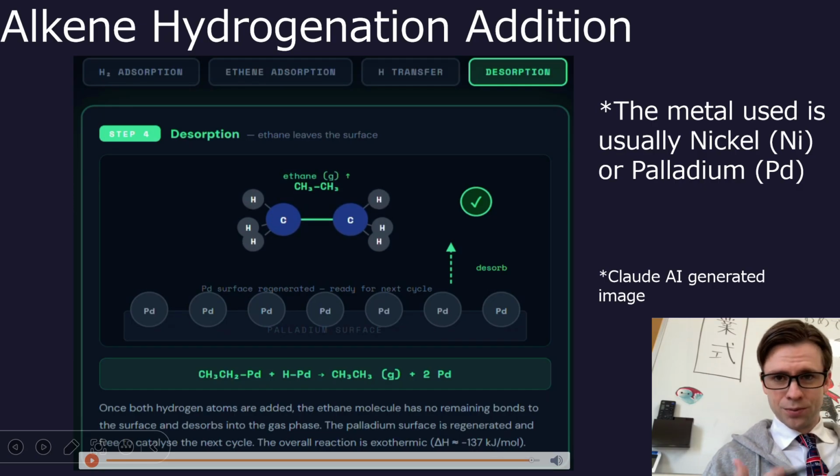Okay, it's difficult to really explain how these things get stuck, shift bonds and get released, but just understand that we have ways to control this and push it forward so that the reaction does go, the hydrogenation addition reaction.